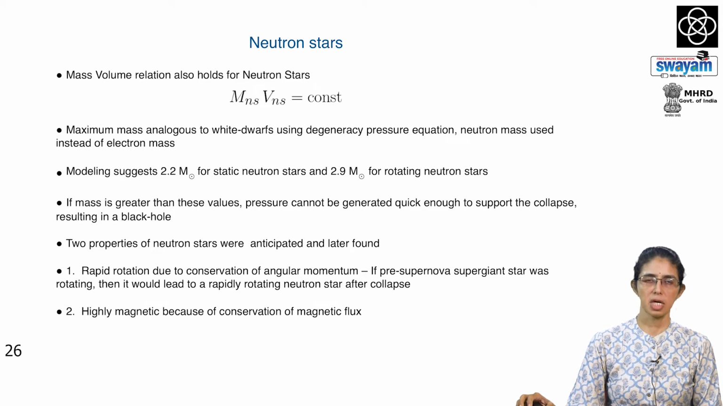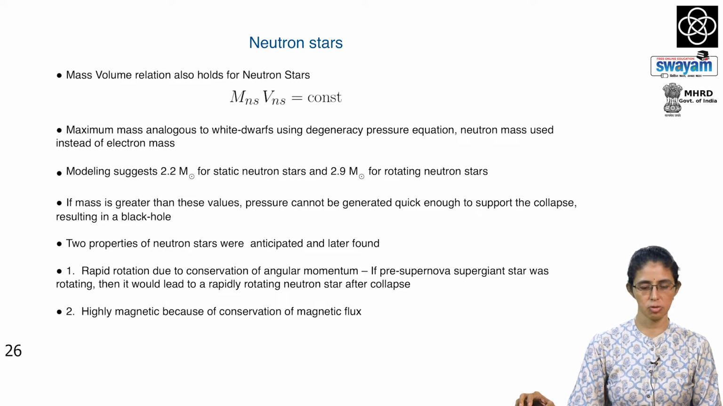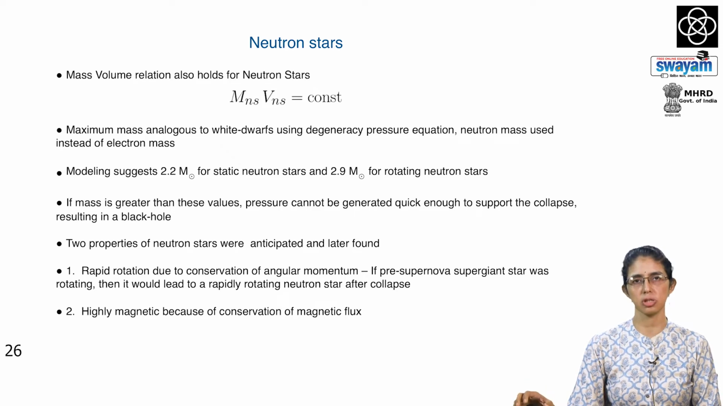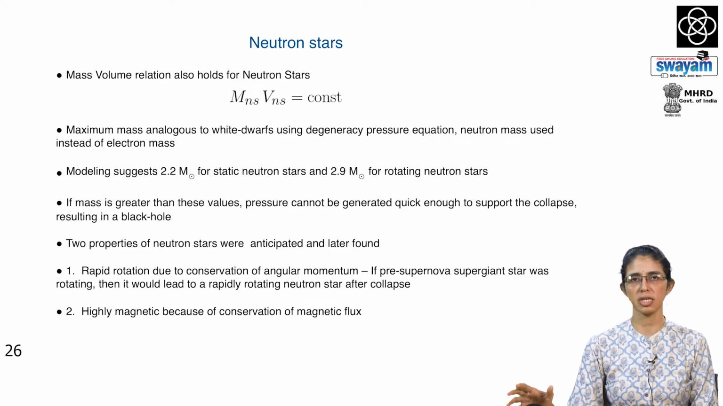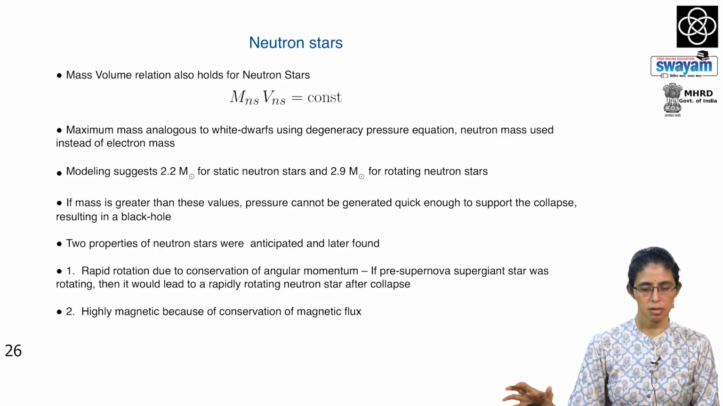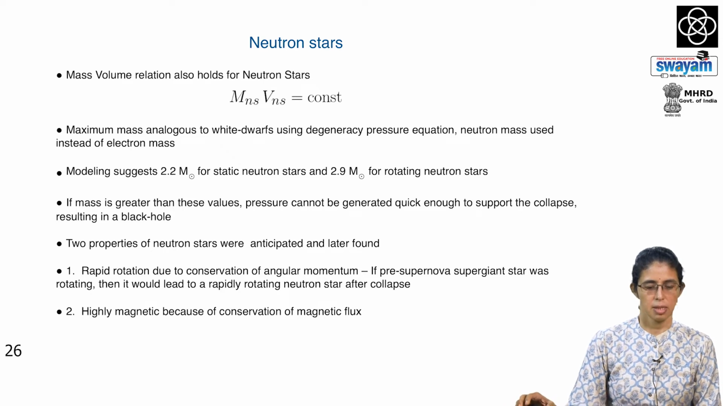Similar to the white dwarf stars, the neutron stars also have a mass-volume relation because they are supported by the degeneracy pressure of the neutrons. Again, the more massive a neutron star, the smaller the volume it will occupy. And modeling has suggested that the upper mass limit for a neutron star is around 2.2 solar masses for a non-rotating neutron star, and for a rotating neutron star it can be higher, of the order of 3 solar masses.